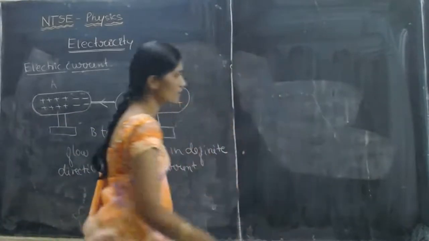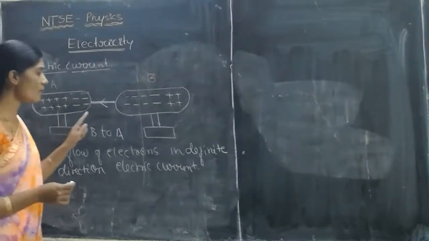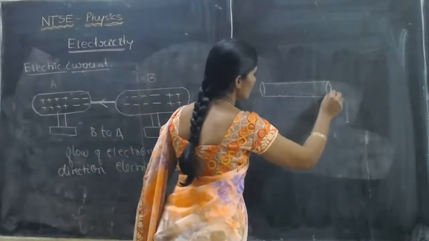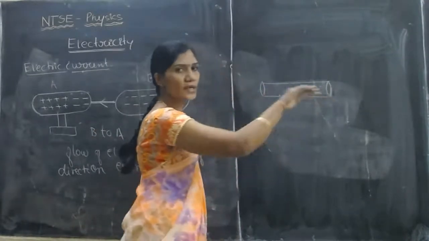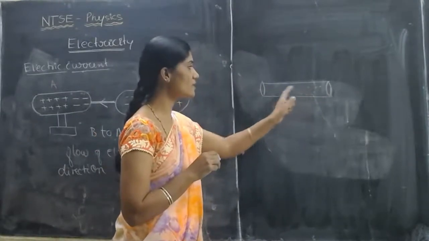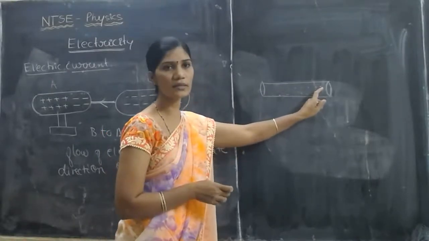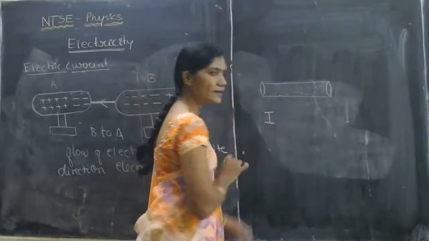Want to measure the electric current, the magnitude of the electric current. How to measure? It's the amount of electric charges. Consider this cross section of a wire. The amount of electric charges which are moving across a particular point, across a cross section of this wire, in 1 second, that is known as electric current.